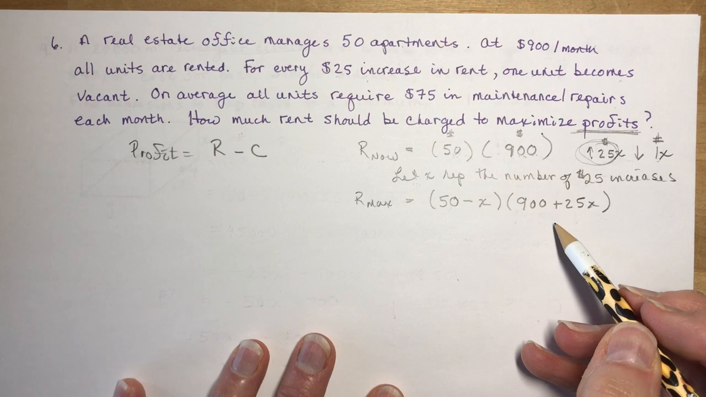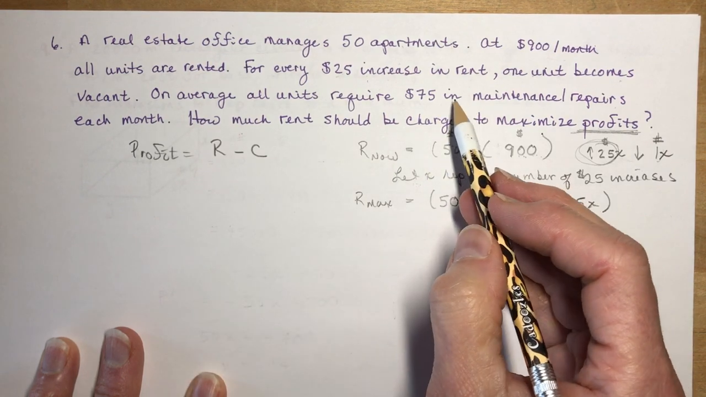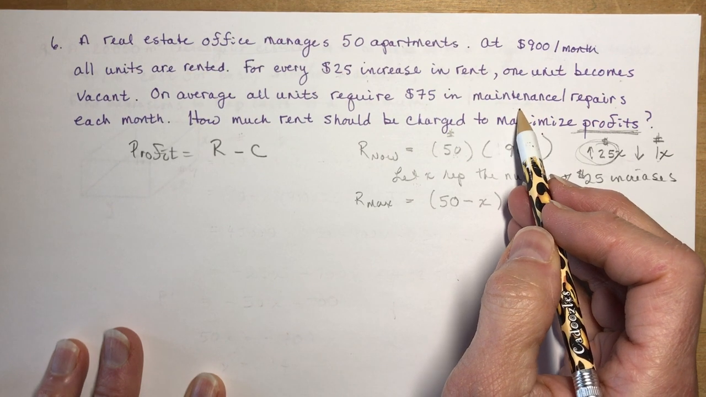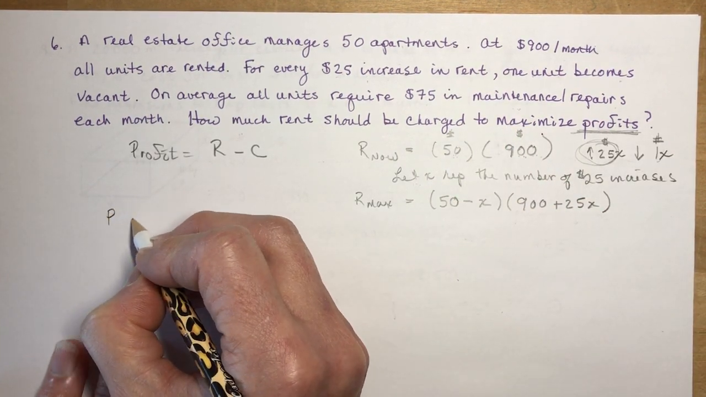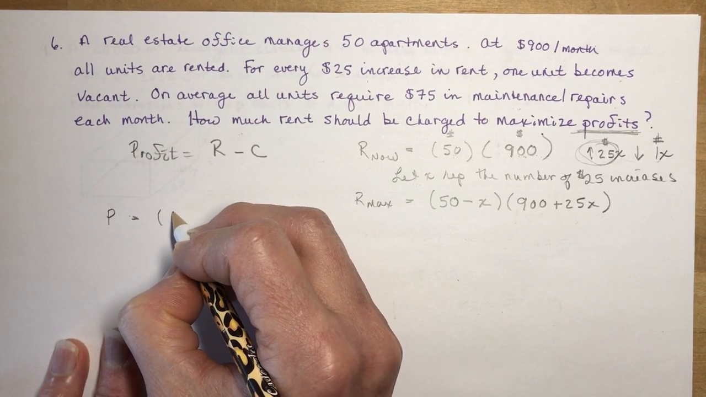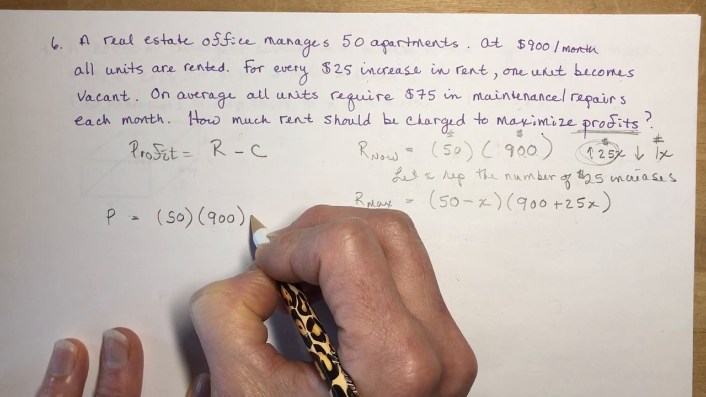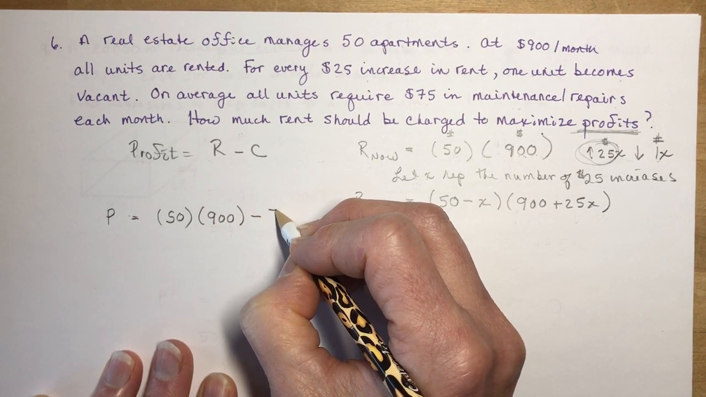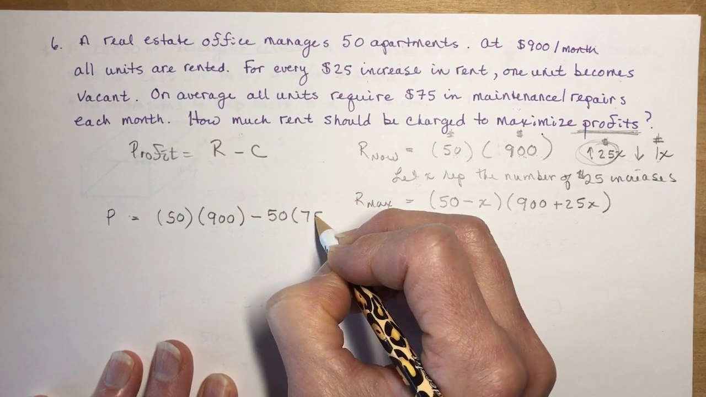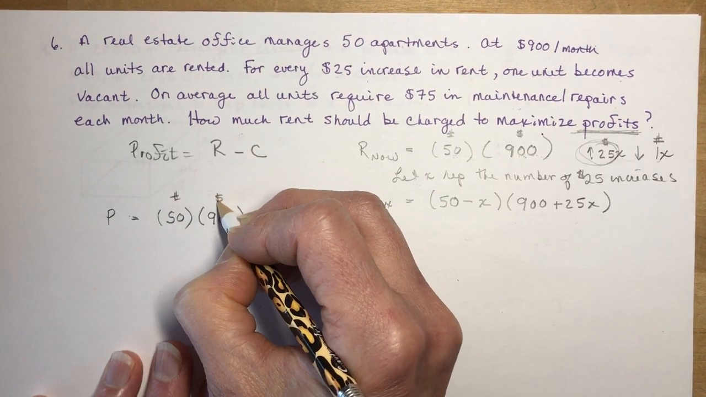Maximize the revenue. Here's your equation. But I want to do profit for this one, so it requires one more step because I have $75 in maintenance repairs each month. So that means my profit is going to be, I have 900, so keep it the same way. I had 50 times 900, and right now I have $75 per unit, so we'll keep it in the same order, 50 times 75.